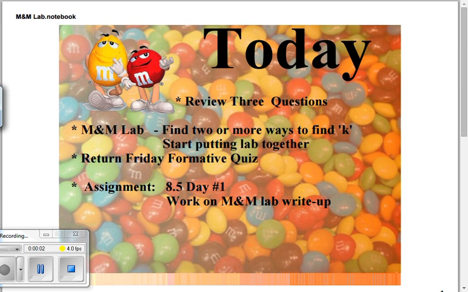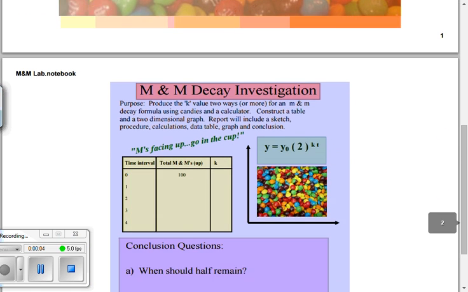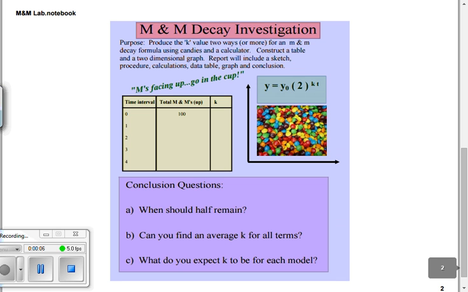Okay, basics on the M&M lab. First of all, we've got data, and let's make sure you understand how this works. At time 0, all the M&Ms are up and in the cup. Now I know you don't have to actually place them all up in the cup. We'll just assume they were all up.